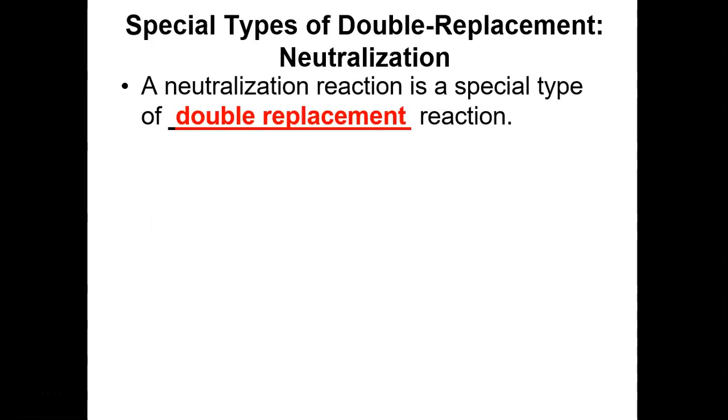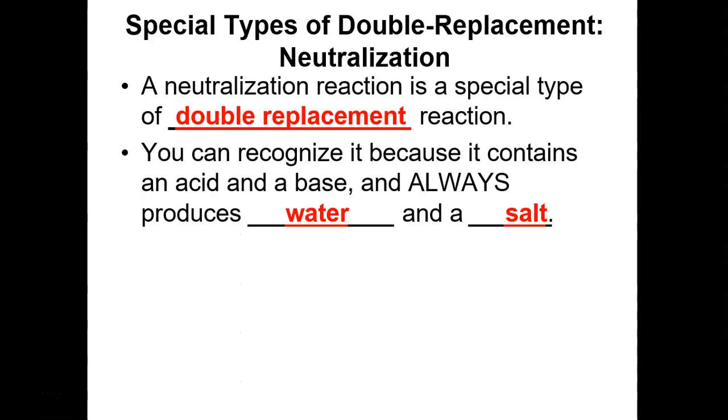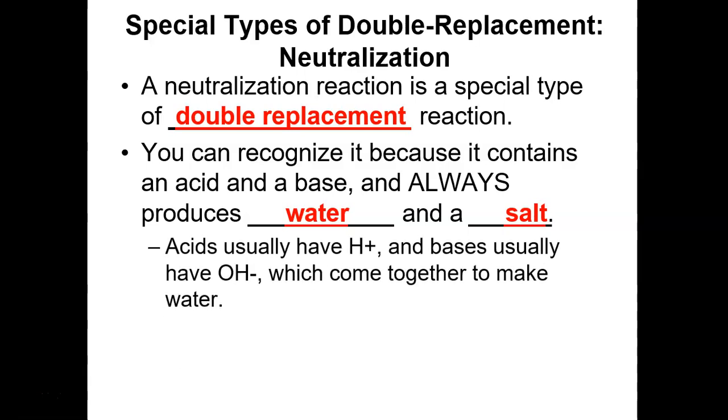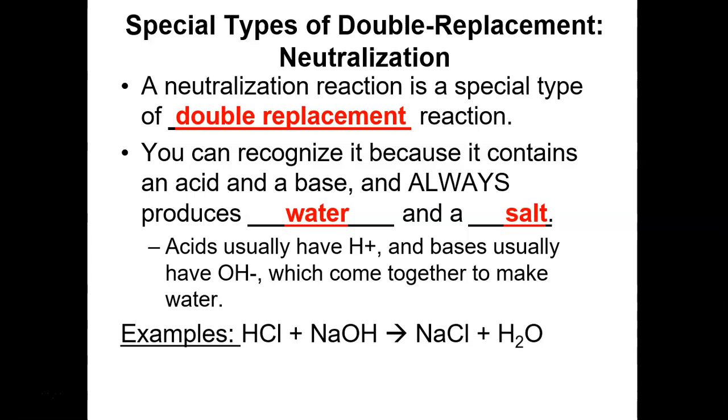Okay, so we have a special type of double replacement reaction called neutralization. And in a neutralization reaction, it contains an acid and a base, and it always produces water and a salt. And when we say a salt, we don't necessarily mean sodium chloride, we really mean an ionic compound. Acids typically have H+, and bases usually have hydroxide, which come together to make water. Now, they both have hydrogen in them, so sometimes people have a little bit of trouble identifying the acid. But remember, acids have hydrogen as a cation. So that means that the formula will start with a hydrogen.